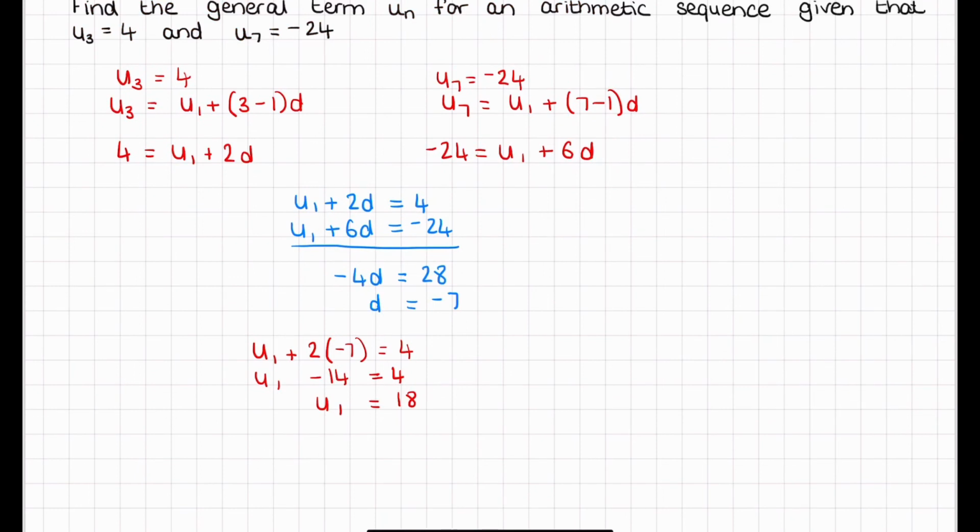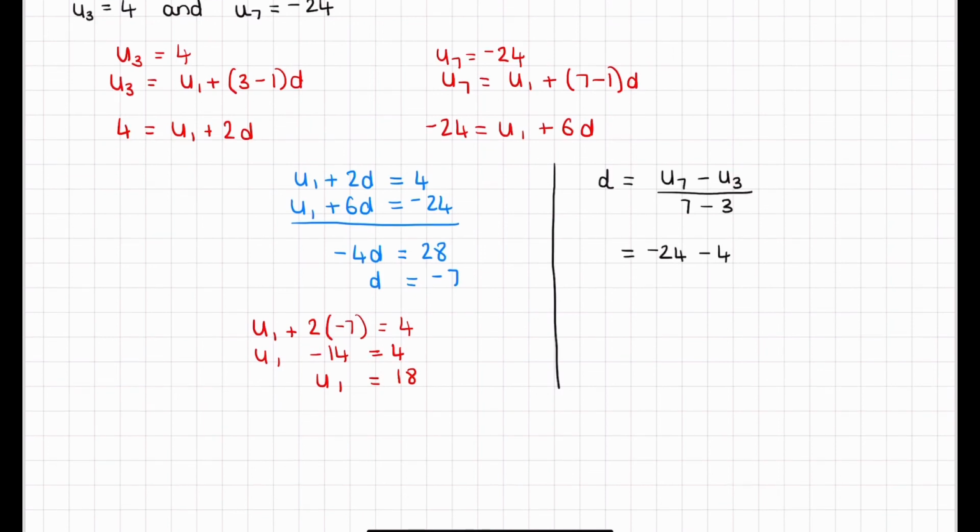Now there is a much quicker way to find u1 and d, but I often forget to do it this way because I just prefer using simultaneous equations. But what you can do to also find u1 and d is to find d first. What you can actually do is u7 minus u3, and then divide that by 7 minus 3, so the actual term numbers. So you get negative 24 minus 4 over 4, which will be negative 28 over 4, which equals negative 7. So that's your difference. And then from there you can work out what u1 is. So either way works, your choice as to which you would prefer.